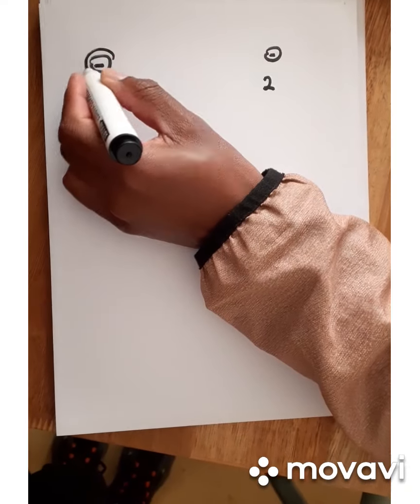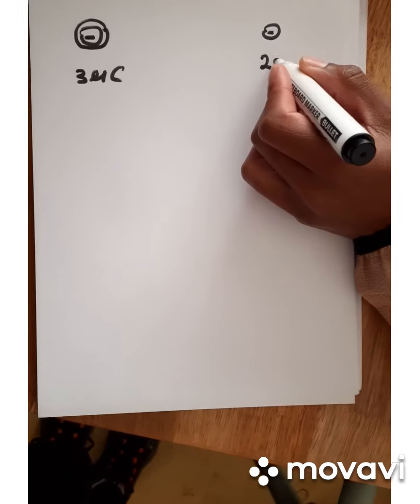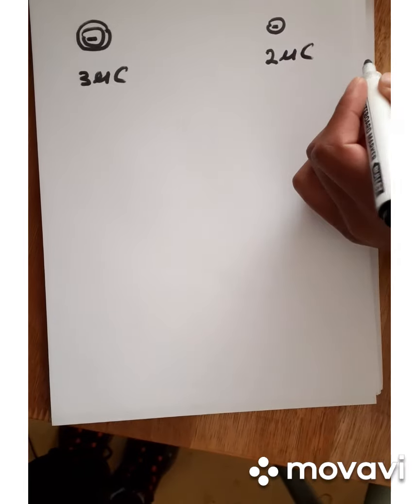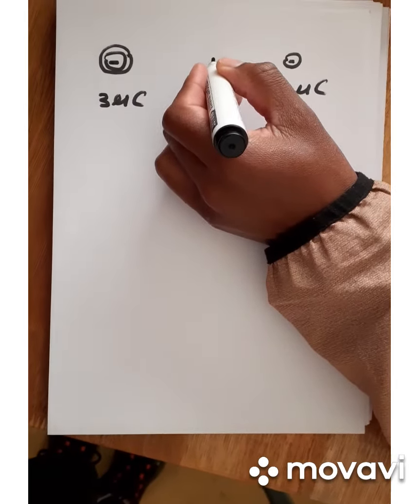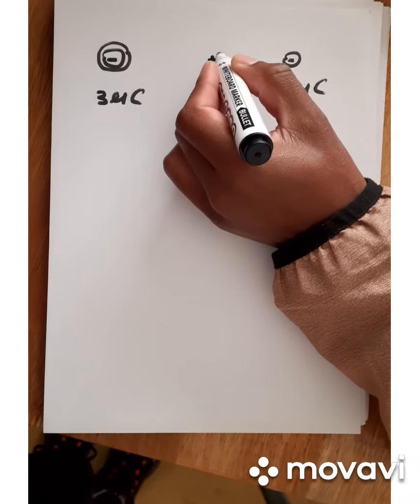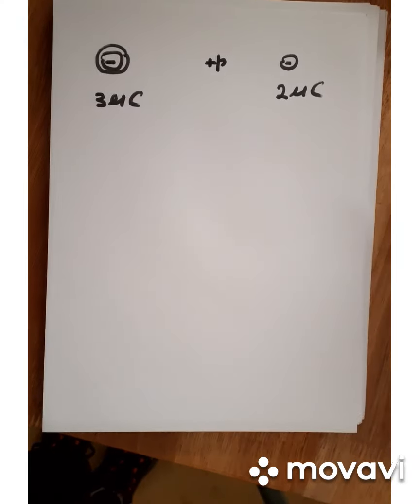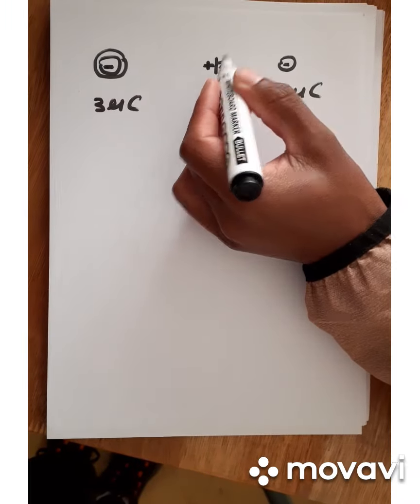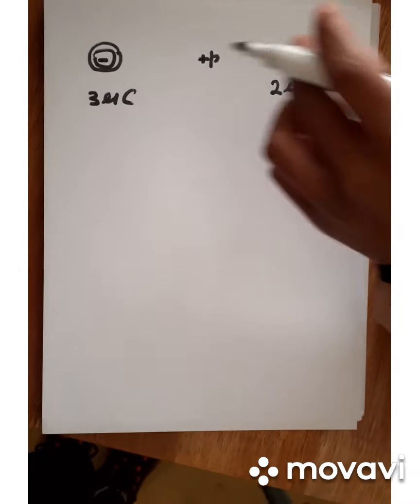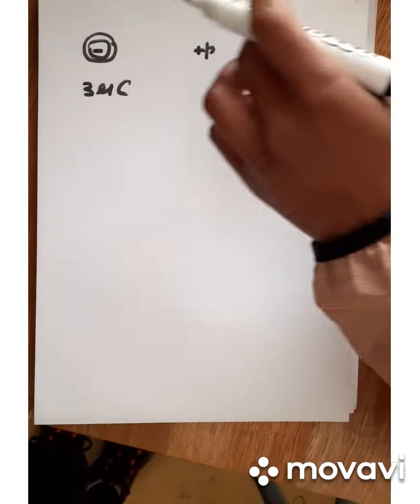Let me make it bigger. It's 2 microcoulomb. Then you place in between here a positive charge, a point charge. Now we want to know what is going to be the electric field strength on this one. How are these going to affect this?